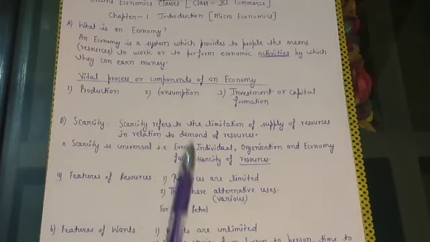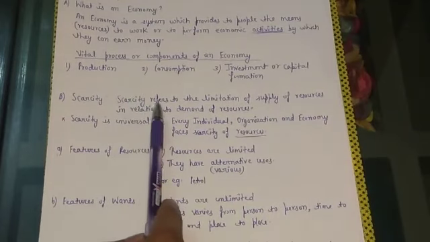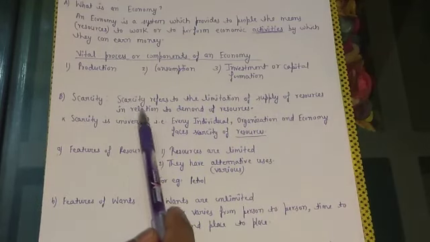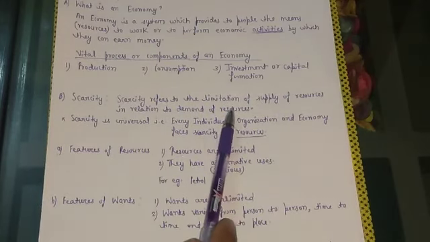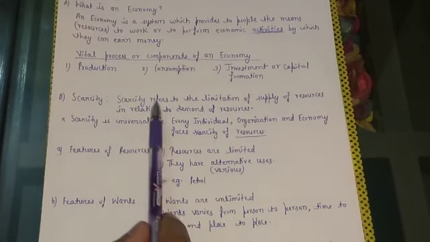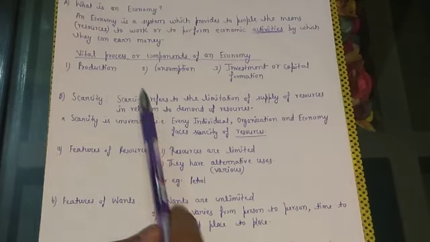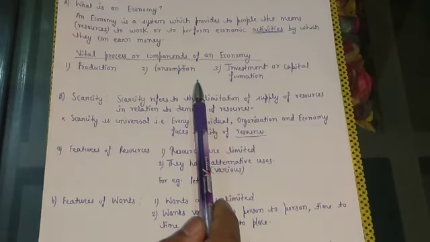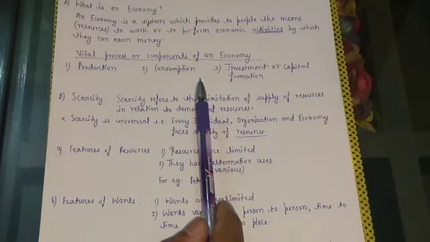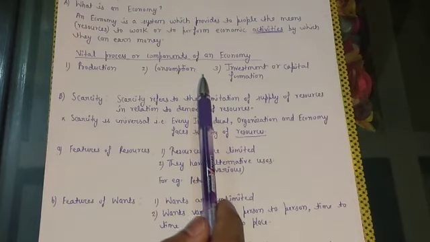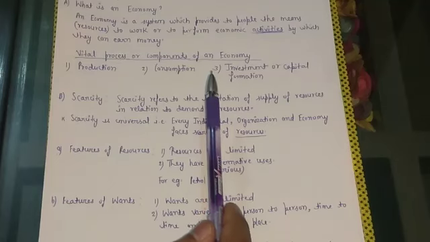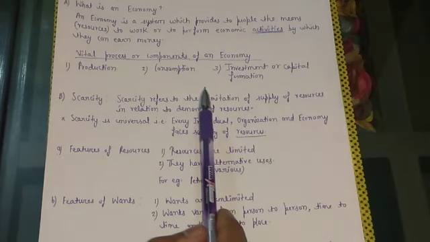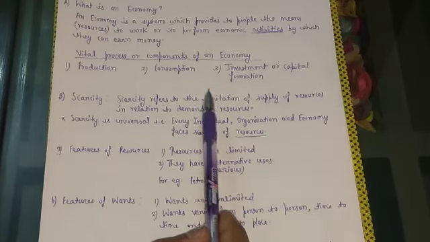What is the meaning of scarcity? Listen carefully. Scarcity refers to the limitation of supply of resources in relation to demand of resources. So this is the definition of scarcity. We can also define it in simple terms. Suppose I am saying that supply of anything is less than demand of anything. That situation would create a condition of scarcity of anything.